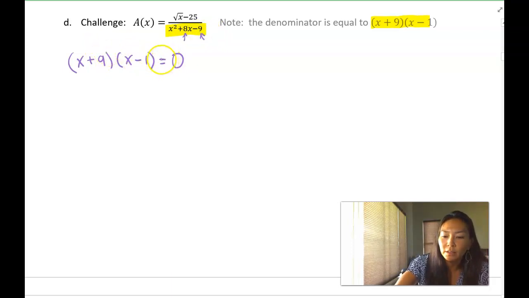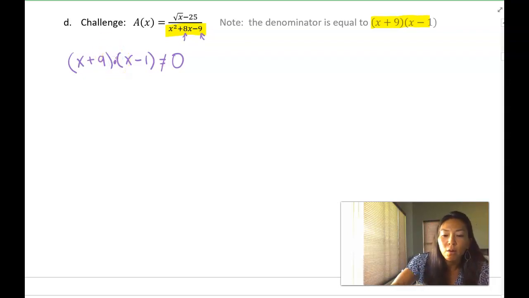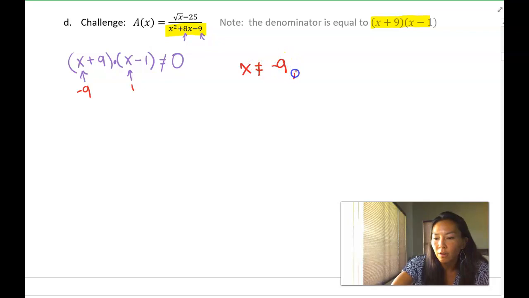So we are saying that this denominator cannot be 0. And those two places are where it makes my denominator 0. So this is called the zero product property again. If I'm multiplying two values, and one of them is 0, then the whole equation becomes 0. So what do I need in here that will make that 0? A negative 9. How about in here? That would be a positive 1. So what we're going to say here is x cannot be negative 9 or 1.